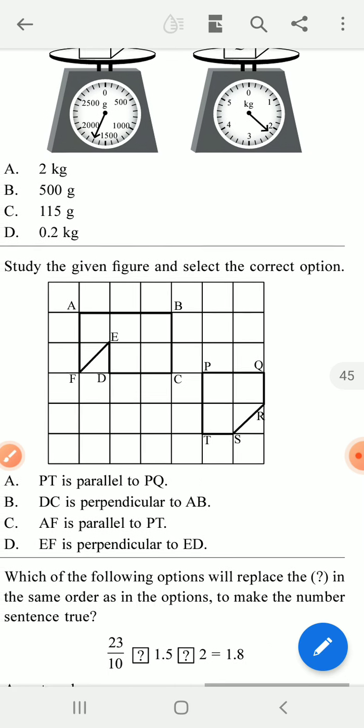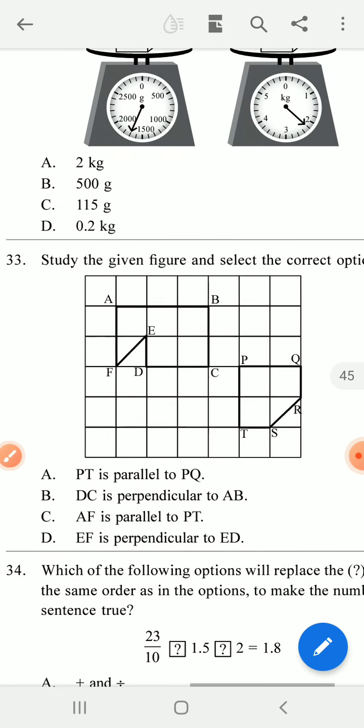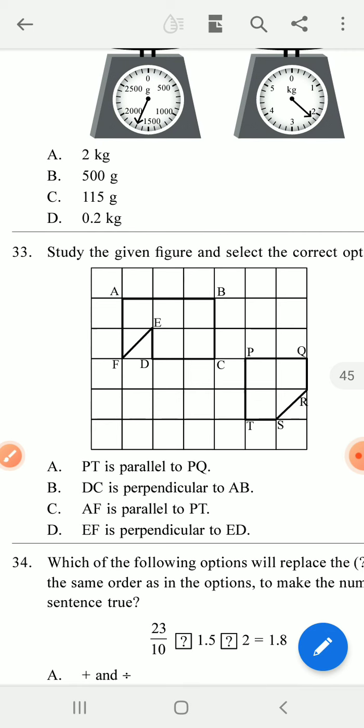Study the following given figure and select the correct option. Math number 33. PT is parallel to PQ, DC is perpendicular to AB, AF is parallel to PT, EF is perpendicular to ED. So which one is correct?